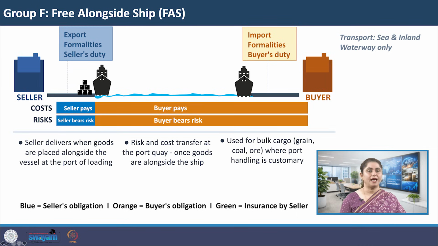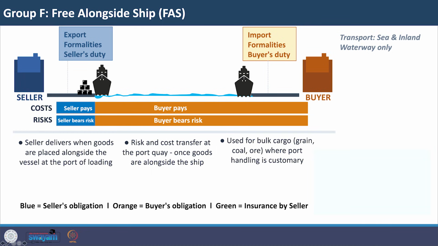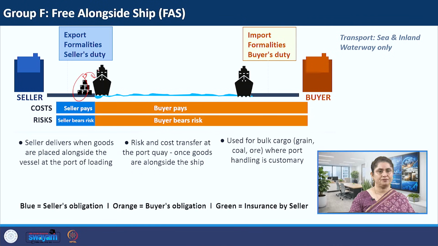Now here FAS stands for free alongside ship. Now this is a sea only Incoterm. Note that the transport indicators say sea and inland waterways only. Cost and risk are split here. The seller pays and bears the risk up to the point when the goods are placed alongside the ship at the loading port. Now alongside the ship, you see these goods are not loaded. Fine, they are still near the ship. So till here the seller is bearing the risk and paying for the transportation cost. The rest is borne by the buyer.